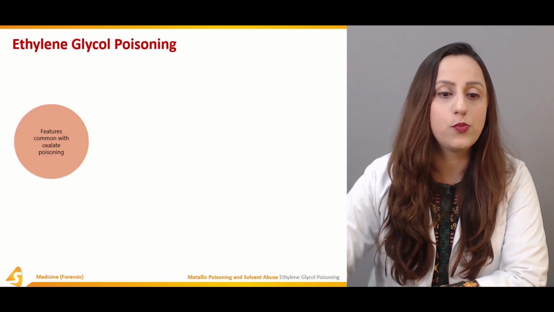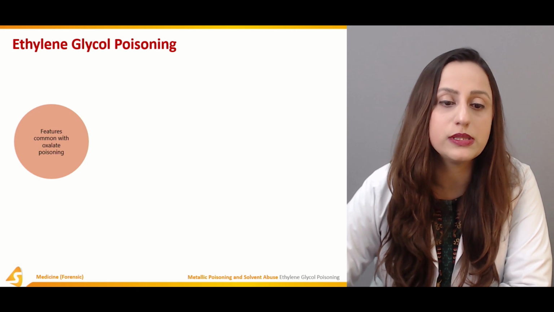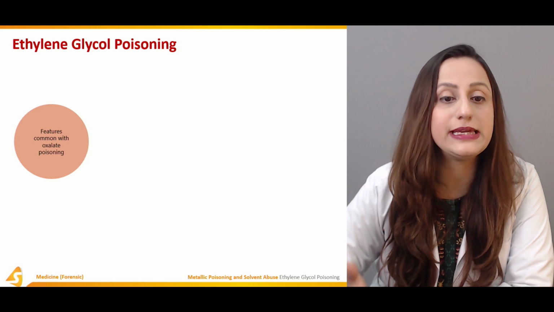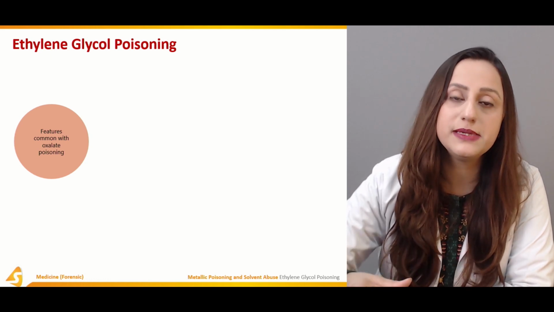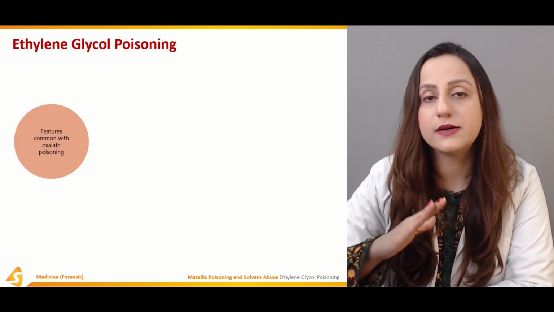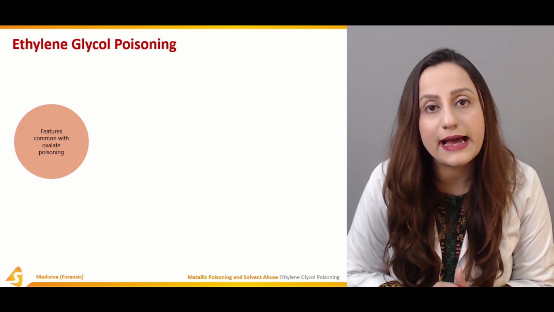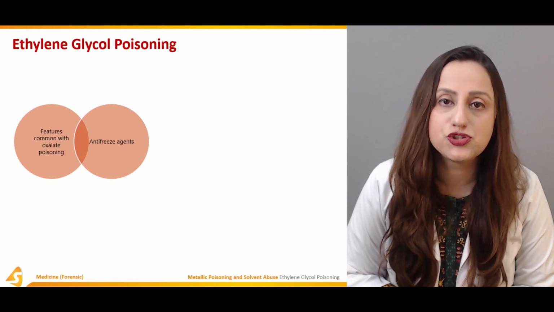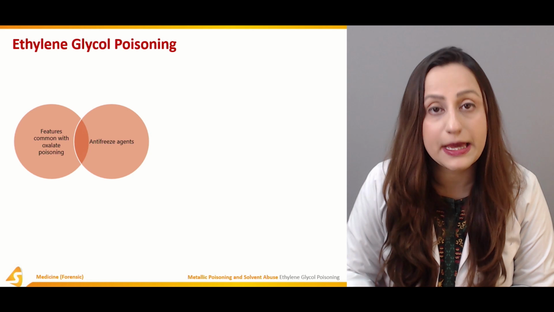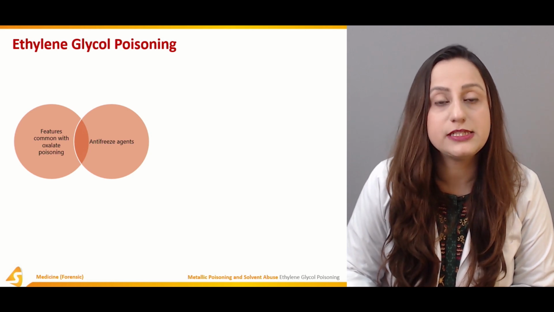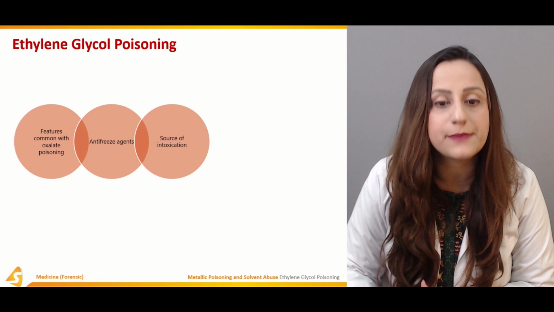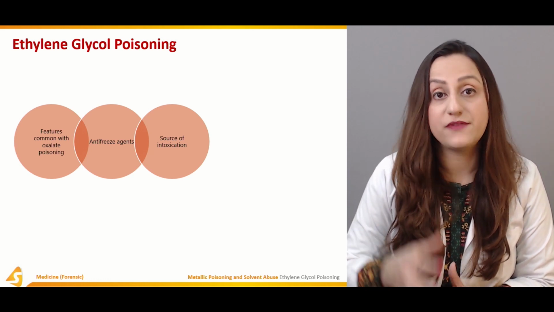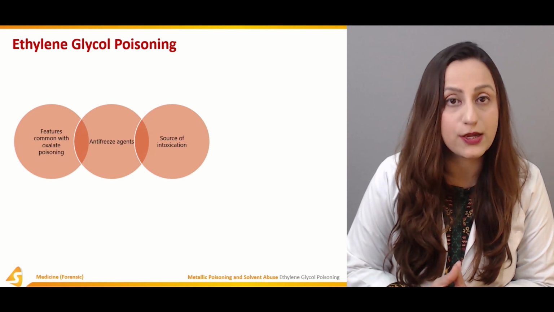Now, the features common with oxalate poisoning are also observed in cases of ethylene glycol poisoning. So it can be quite confusing to differentiate between ethylene glycol and oxalate poisoning. Antifreeze agents are used for preserving samples, as well as the tissue samples, the blood, and the urine samples. The source of intoxication is also investigated in these cases of ethylene glycol poisoning.